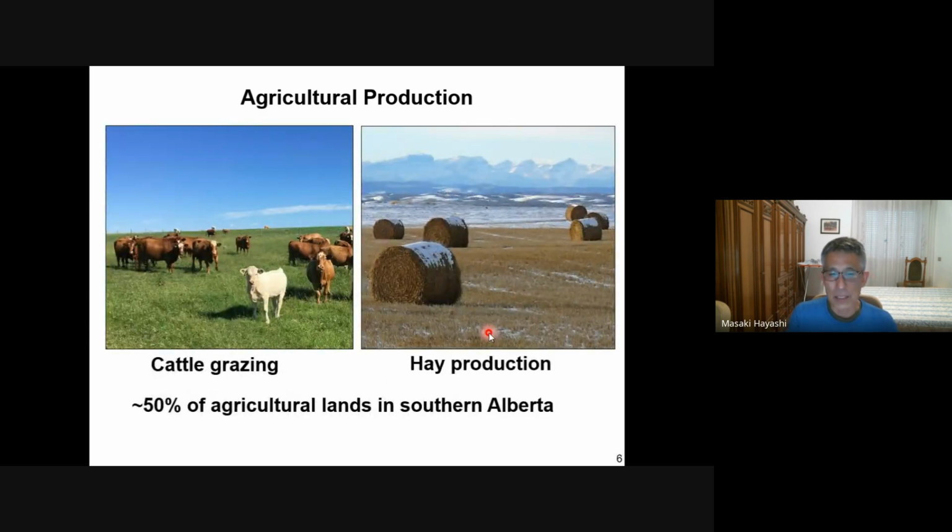Another important agricultural product, about 50% of agricultural production, is cattle grazing. I believe there is some cattle grazing in Chihuahua state. Alberta is known for producing very tasty beef. And with the cattle grazing, there's a production of hay. These are feed for the cows during the winter months. So that's a very large industry in our region.